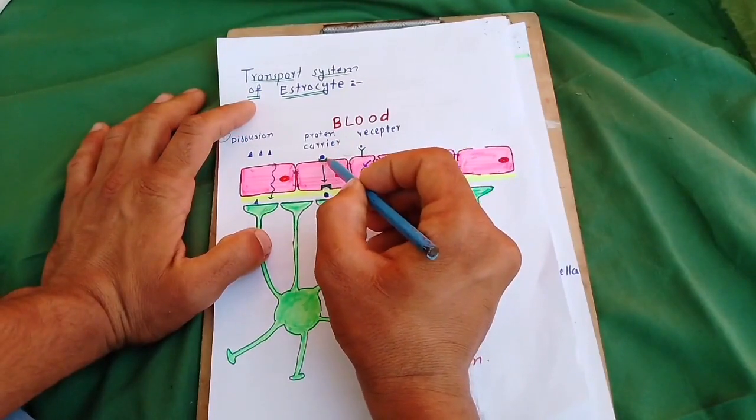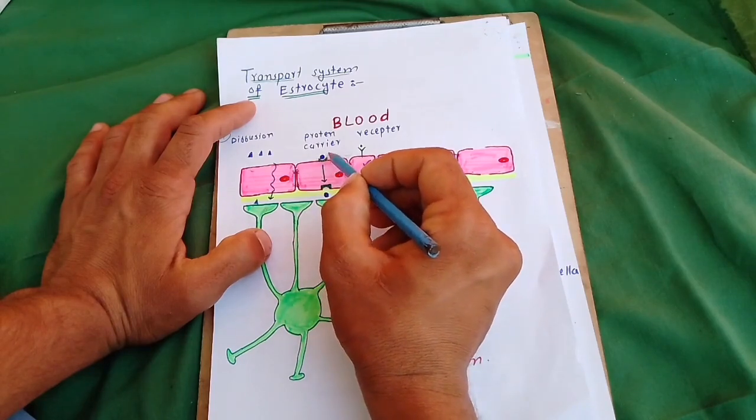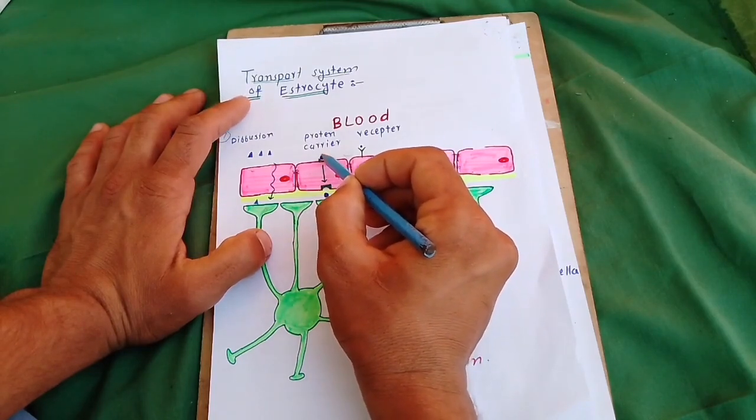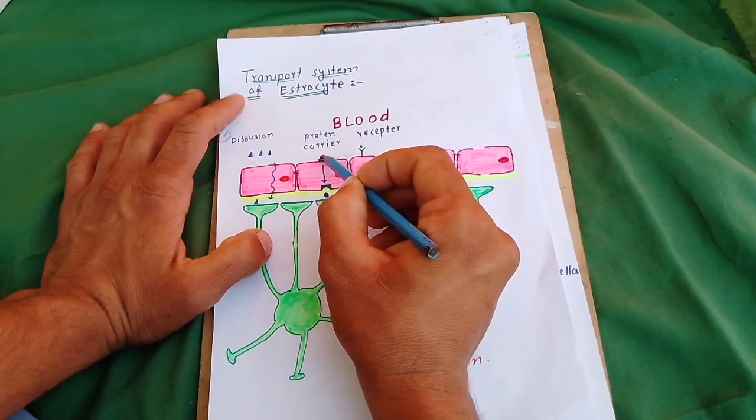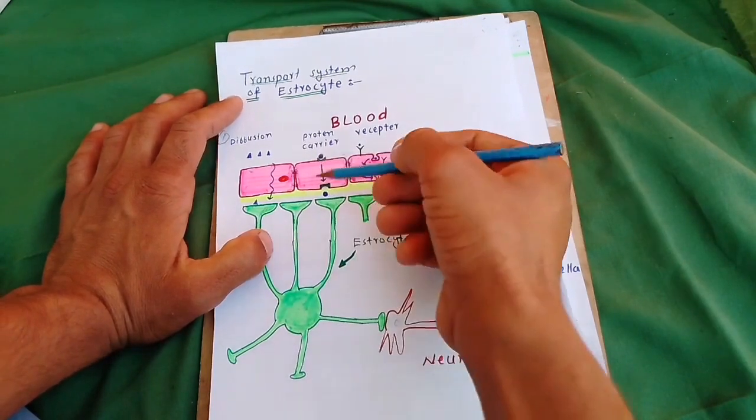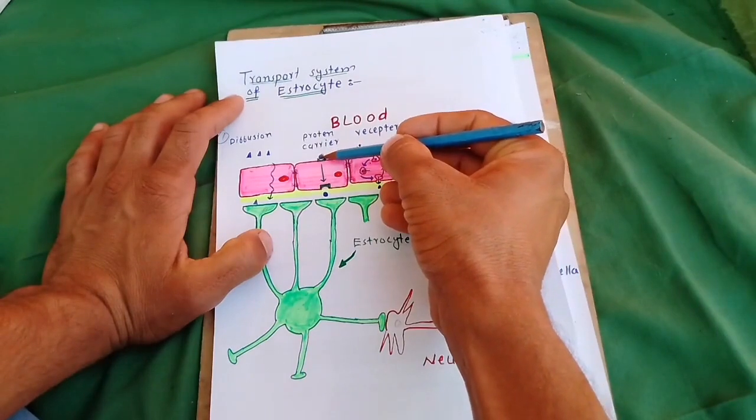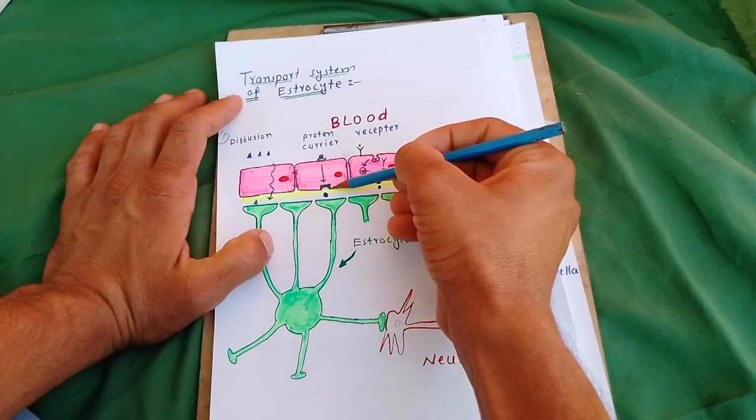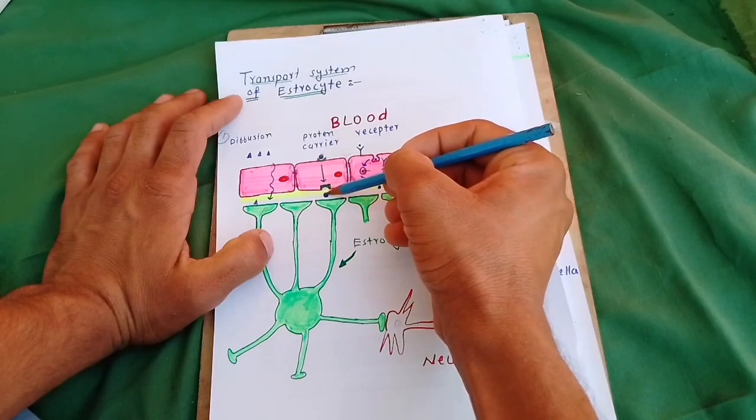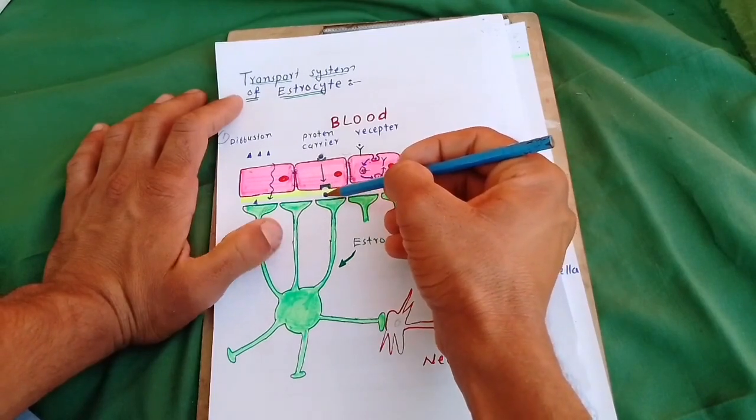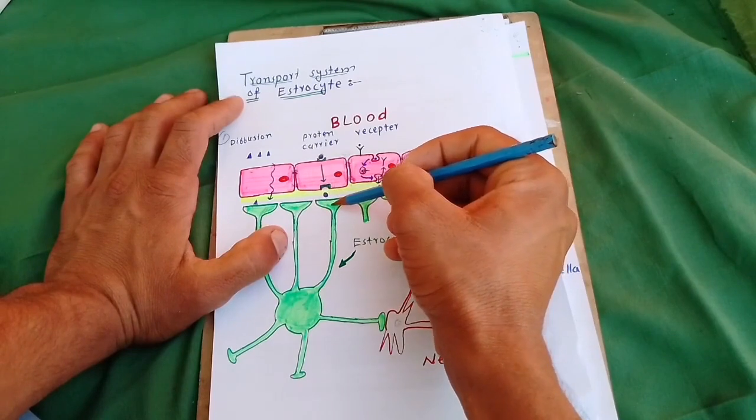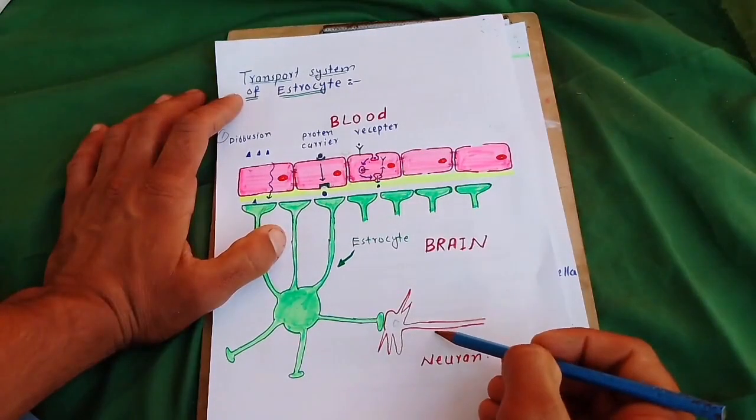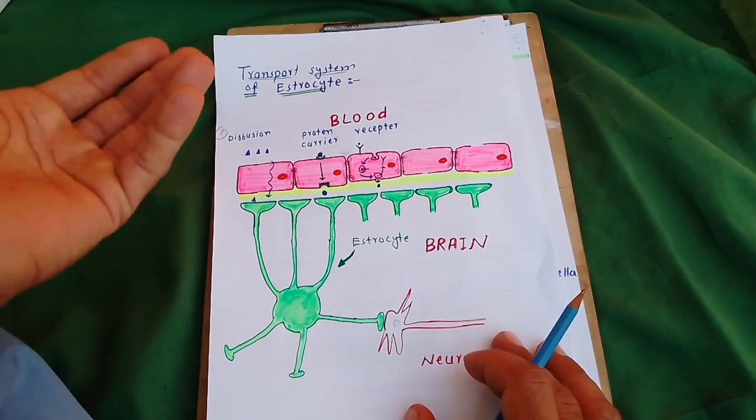This is a protein on the cell membrane of the endothelial cell. Some nutritional component for the neuron is taken by a protein, and then the protein moves to this surface of the membrane and releases this component. This substance is taken by the astrocyte and given to the neuron cell. So this is the protein carrier mechanism.